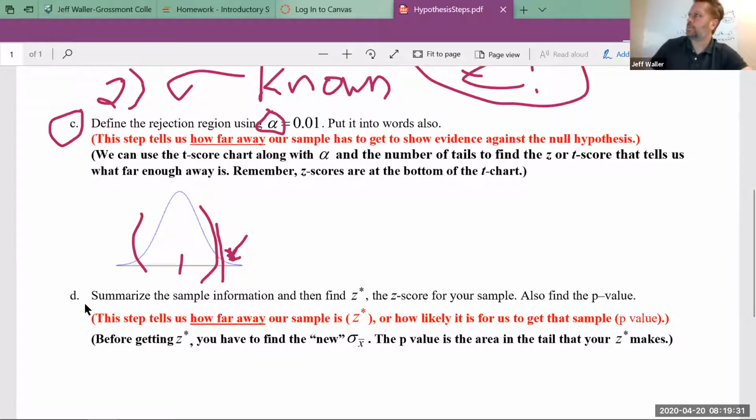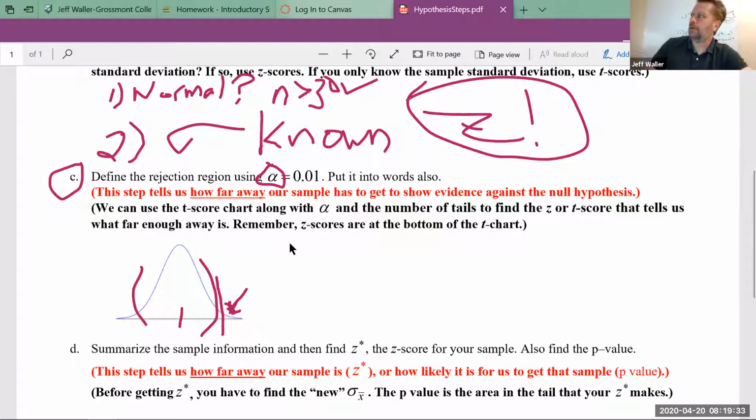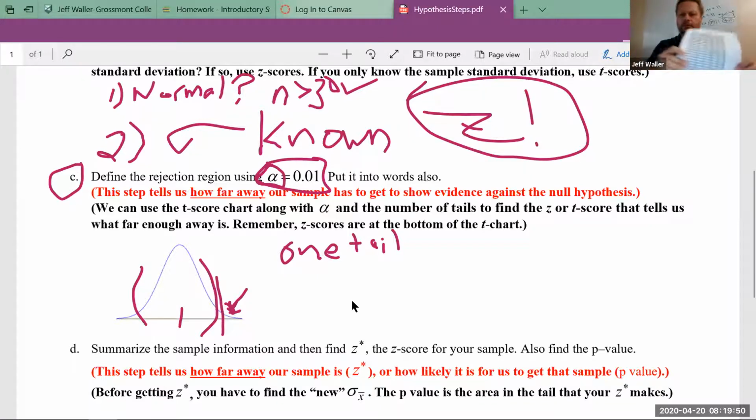Oh, okay, here we go. So alpha is 0.01. I know it's a one-tail test. You could have just put the number 1, John. I know. So one-tail test, alpha 0.01, and I can use z-scores. I don't know if I made a big deal out of this or not. I think I did a little bit. Remember at the bottom of the t-score chart are z-scores, right? Like that one definitely looks very familiar, 1.645. At the bottom of the t-score chart, there are z-scores.